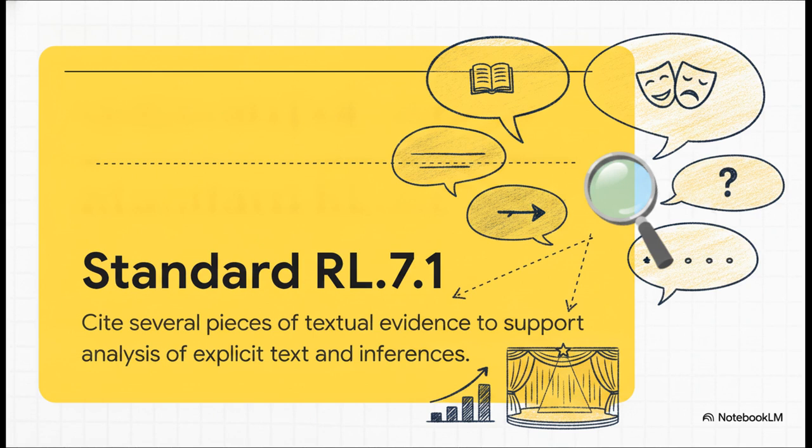In 6th grade, citing one piece of evidence might have cut it. But as a 7th grader, the bar is higher. You need several pieces to back up your directorial vision. If you're inferring a character is lying, well, you need multiple clues from the text to actually prove it.